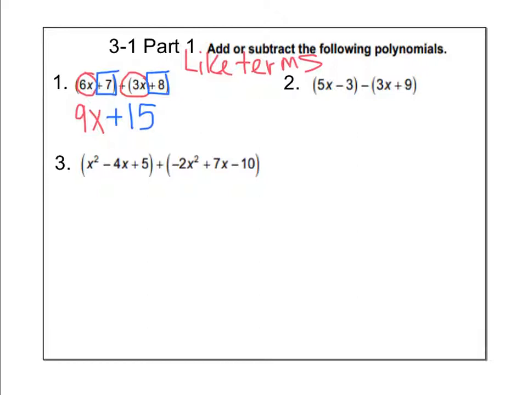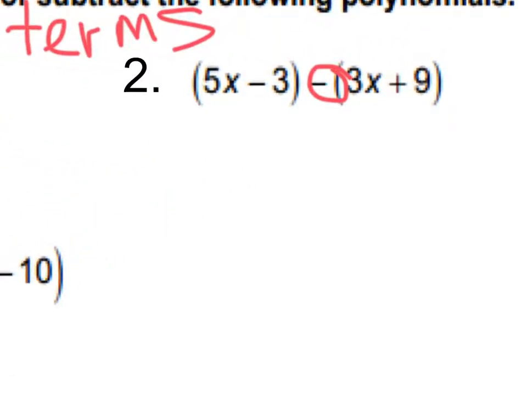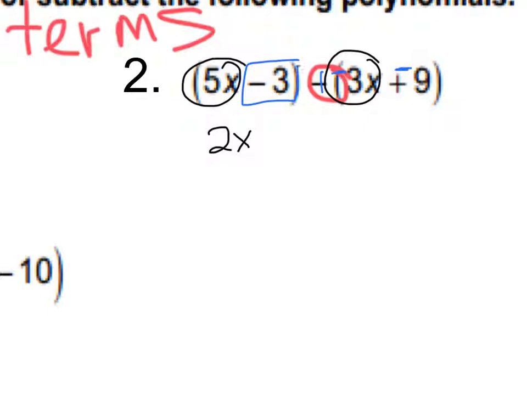Number 2, this time, there is a negative in between, which means we're going to change it to the opposite and change everything else in that second parenthesis as well. So plus, which makes the 3x negative, and also the 9. So now when we combine our like terms, I've got 5x and a negative 3x, so that's going to make 2x. And then I have a negative 3 plus a negative 9, which will make negative 12. Last one we're going to do together, number 3.